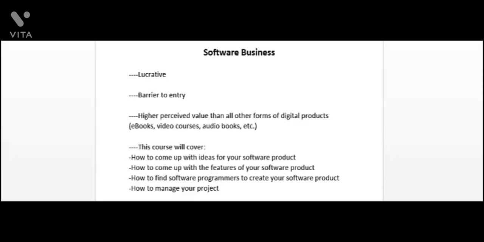If you create a software product, you're not going to have much competition compared to other forms of products. For example, if you write a how-to book on a certain topic, you're going to have lots of competition for that book. There are going to be lots of other people writing something on a similar topic.